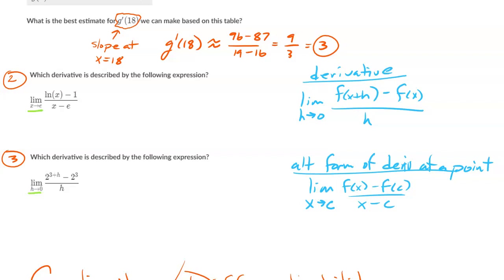So this question number 2, I see as x minus e on the bottom. That means it's matching up with this alternative form. And then the question you're going to be asked is, what was the function and at what x value? That's what you're trying to answer on both of these. What was the original function and what is the x value?